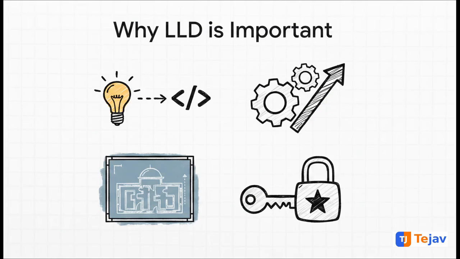And why should you care? Oh, because good LLD is what separates okay code from amazing code. It's the magic that turns those big system ideas into actual code. It makes your projects a dream to maintain and scale up later, and it ensures you have a rock-solid, clean architecture. And yeah, it's the key to crushing those interviews at top tech companies.